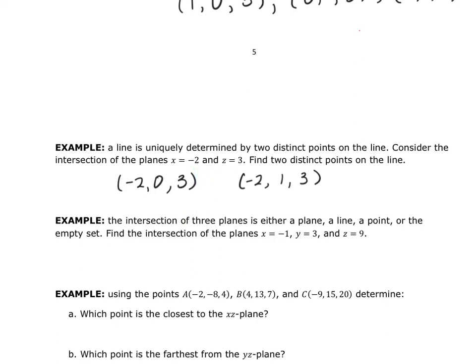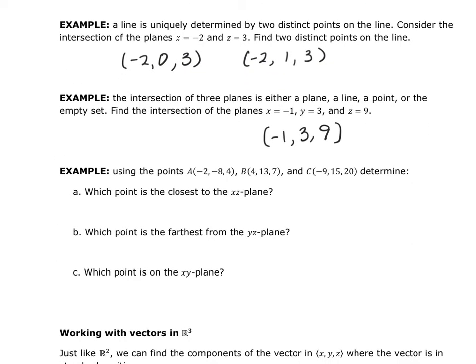Now, when 3 planes come together, the intersection could be a plane, a line, or a point. Or it could be an empty set. There could be 3 planes that are running parallel to each other and there are no points of intersection. We want to find the intersection points of the planes x is equal to -1, y is equal to 3, and z is equal to 9. Well, the only point in which these are going to intersect is when x is -1, y is 3, and z is 9. Okay, so that's kind of an introduction to planes.